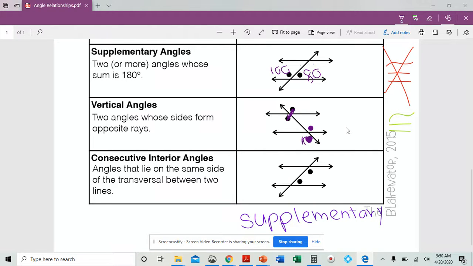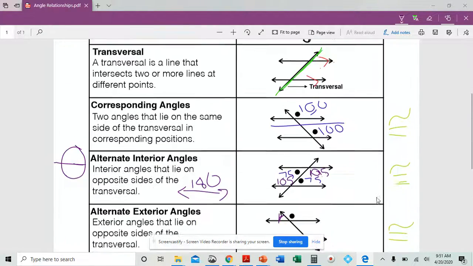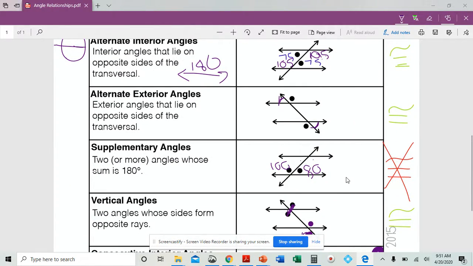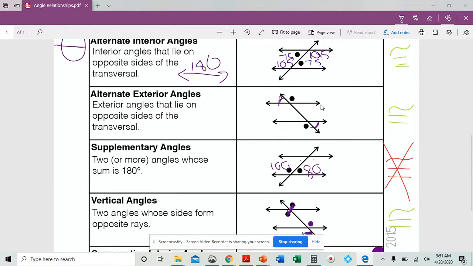And the last set of angles that you're going to need to know are called consecutive interior angles. These are angles that are on the inside of the parallel lines, but they are on the same side of the transversal. And those are supplementary as well, which means they add up to 180 degrees. My marker's still big. So you need to remember that all of these angles are going to be congruent to one another except for supplementary and consecutive interior. Those are going to be the 180 degrees.